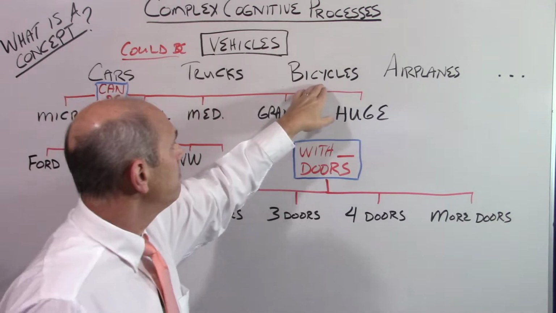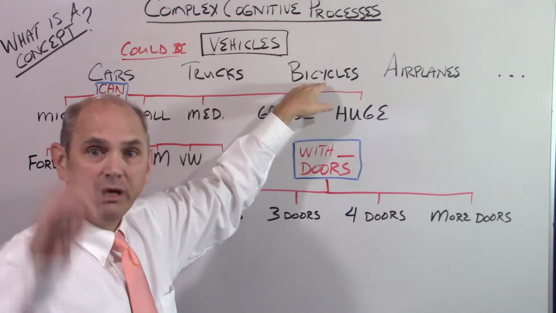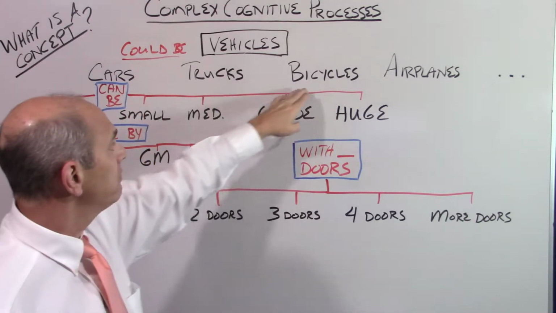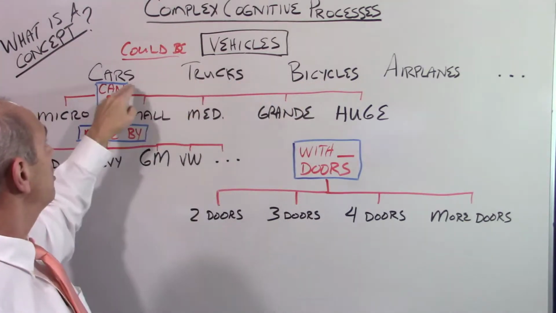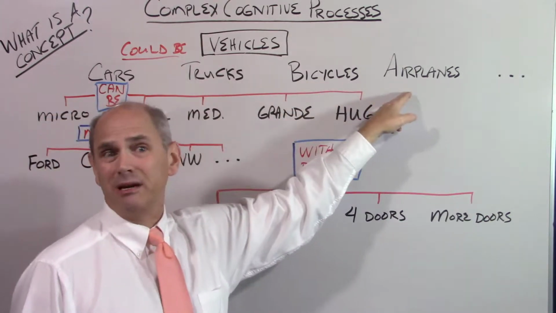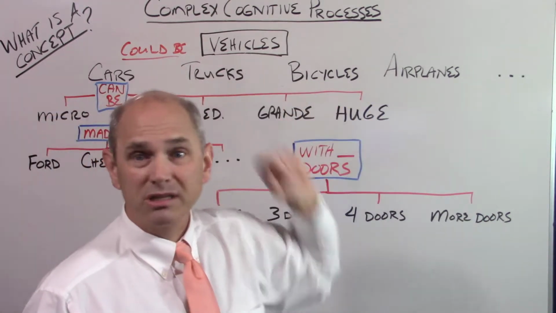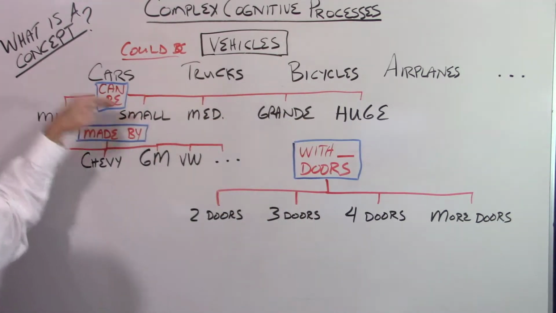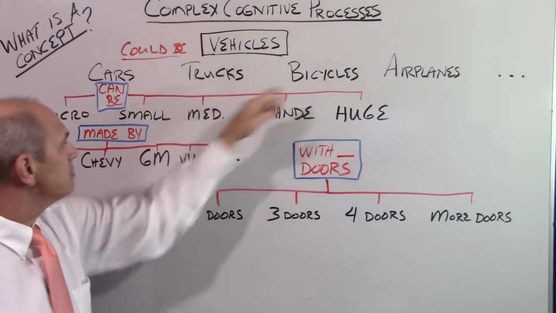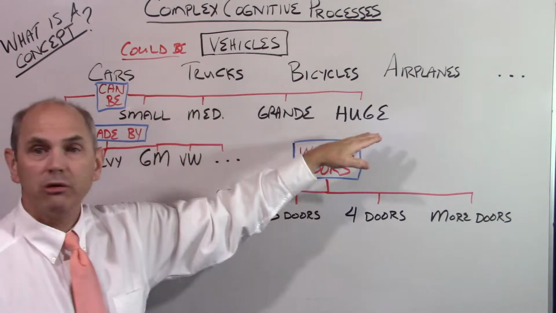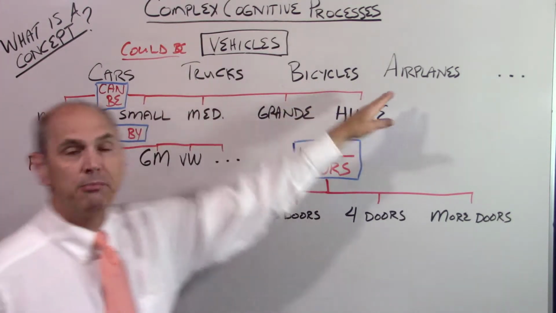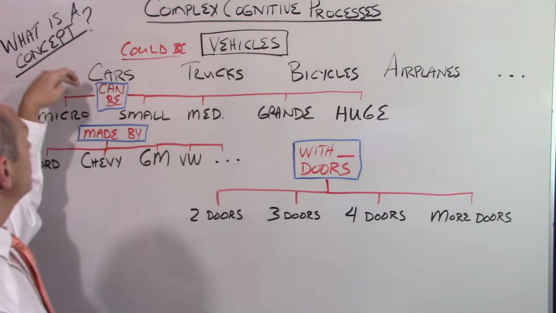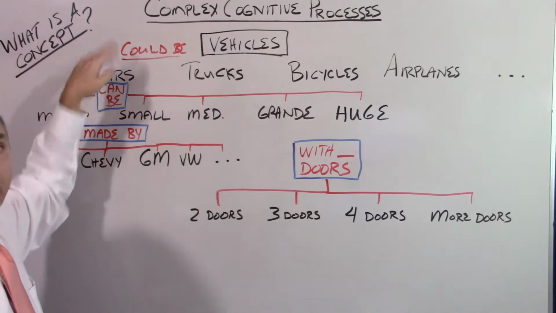Same thing, bicycles. We cut down the number of wheels that we're expecting now. So instead of bicycles being cars or trucks, they're different. Airplanes have wings. Trucks usually don't. Cars usually don't. So there is a relationship. Yes, each of these bicycles can be micro, small, medium, so on. Trucks can be. Airplanes can be. Those are all coordinate because they have the same relationship to the next level up.